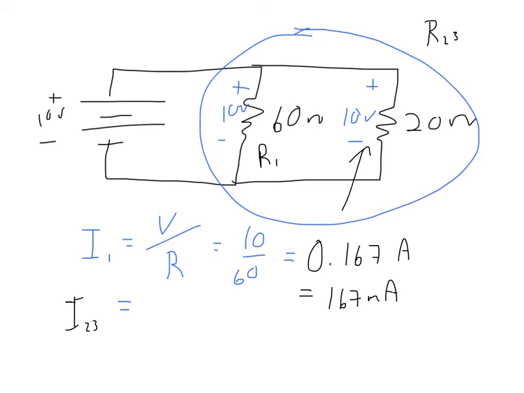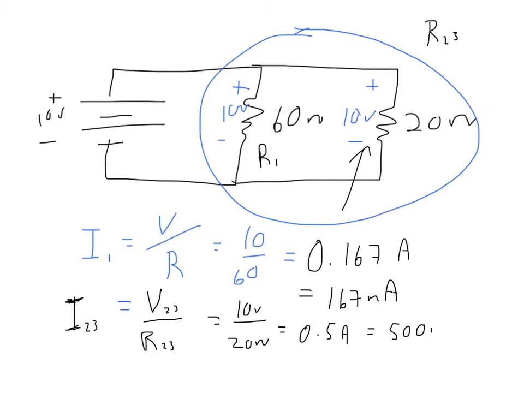I23 is equal to V23 divided by R23, which is equal to 10 volts divided by 20 ohms, which is 0.5 amps, or 500 milliamps.